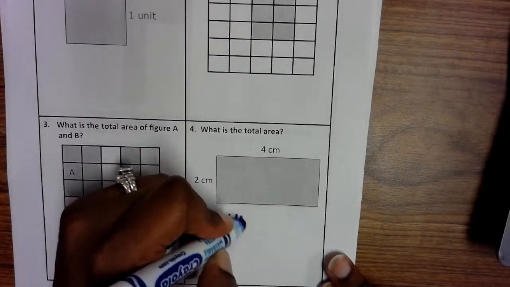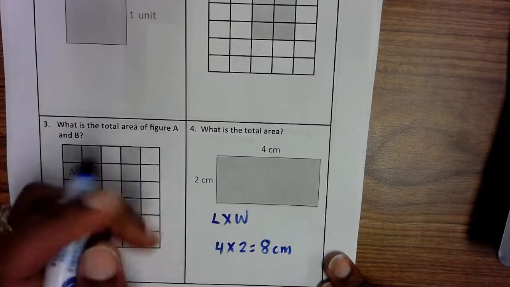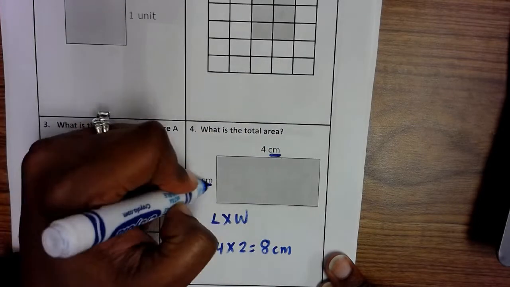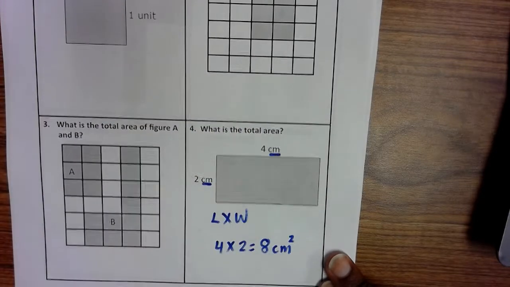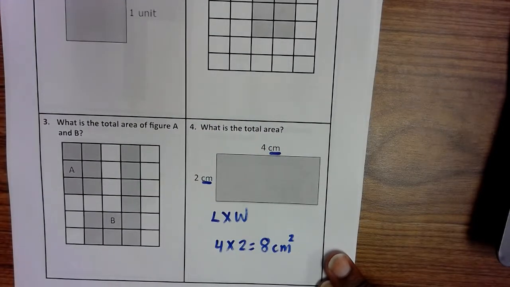Now, in question 4, it's easy to see what the length and the width are because they've actually shown it to us. They've written it down. So in this type of question, if we do length times width, then we're going to do 4 times 2. And 4 times 2 is 8. But because we had centimeters here and here, it's centimeters squared because we're multiplying them. Okay? So when we're talking about area, it's going to be squared units.